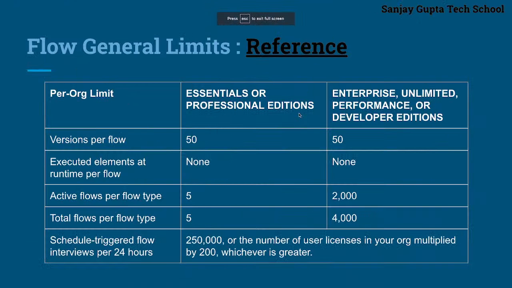Now moving to the next slide. Here you can see we have some general limits. In a few sessions you asked what the limit is. In this table all the limits are available, and these limits are for different editions, right?